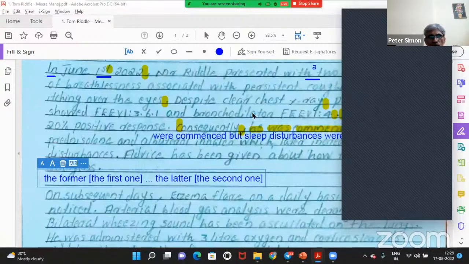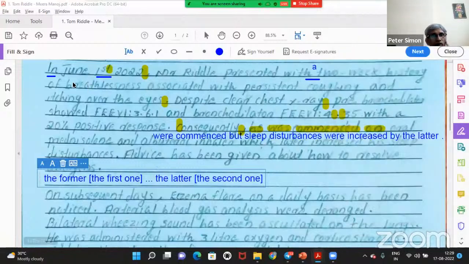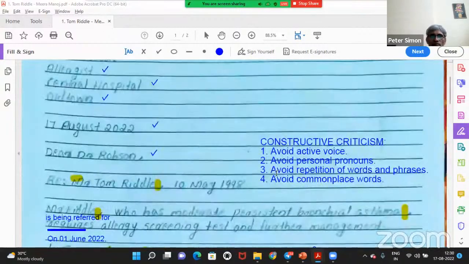Then next, so here we are using past tense. Were increased on June, also past tense, on June, date, on 1st June. Today is 17th August. That is 1st June. So date wise, it is past tense. So used simple past tense.